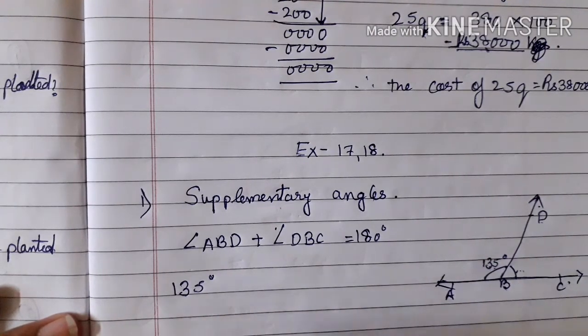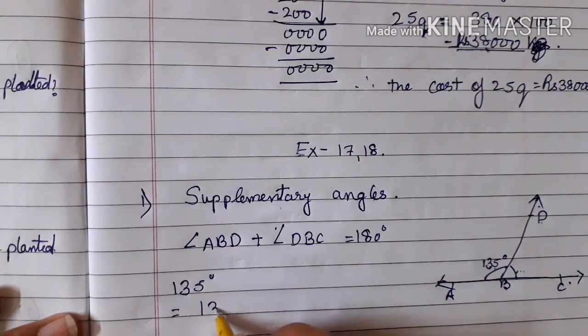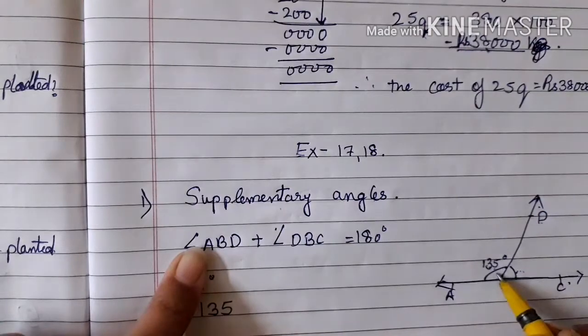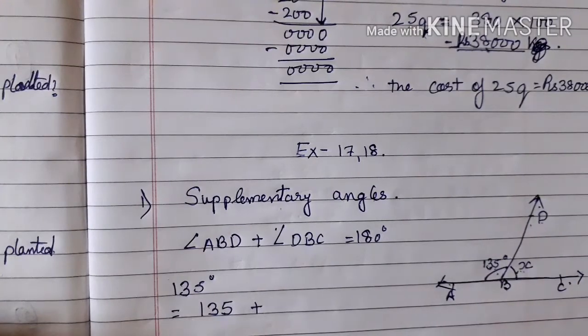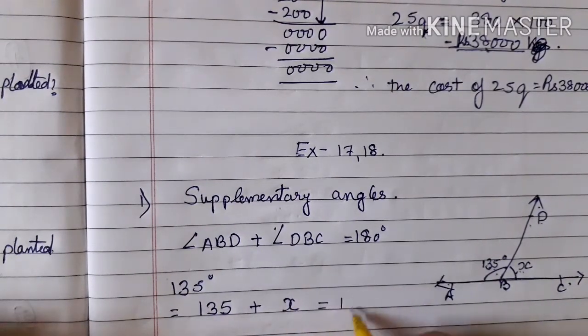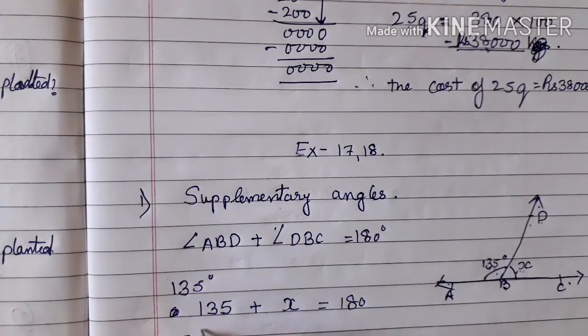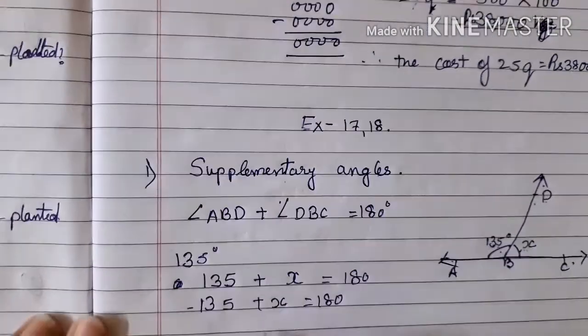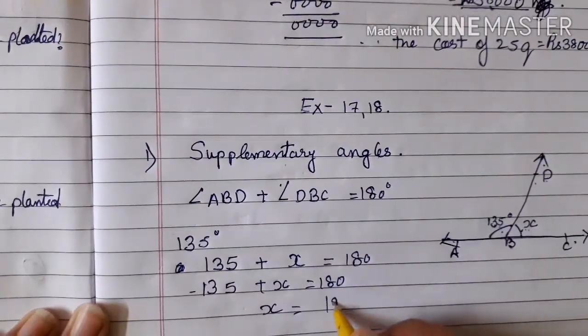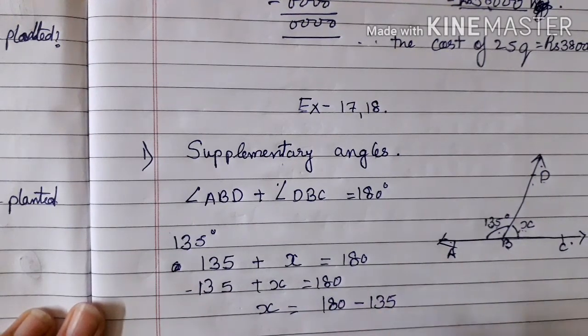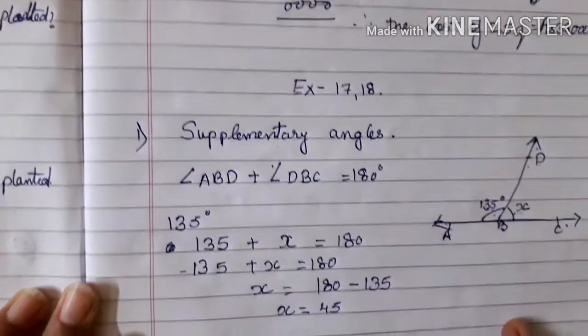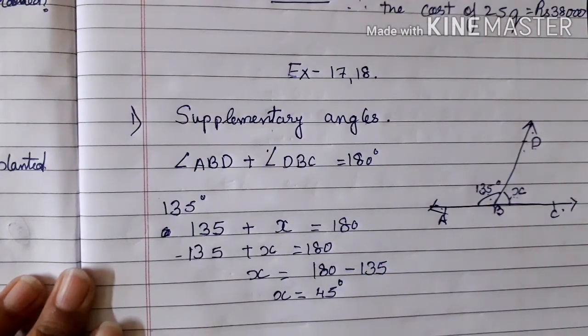If we consider this diagram, suppose this angle ABD is 135 plus nothing has been given. We can substitute it as X. So 135 plus X is equal to 180. X is equal to 180 minus 135. When you subtract this, you will get X as 45 degrees. In this way, you all have to find the supplementary angles.